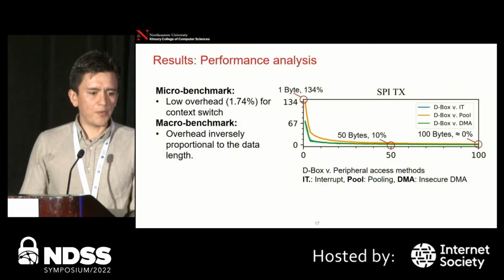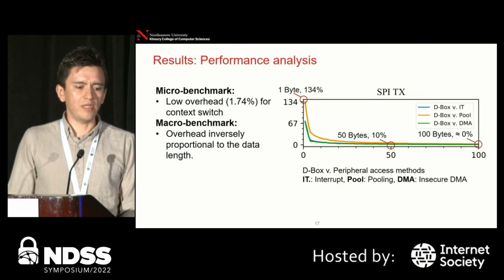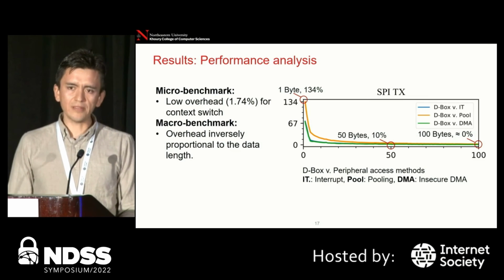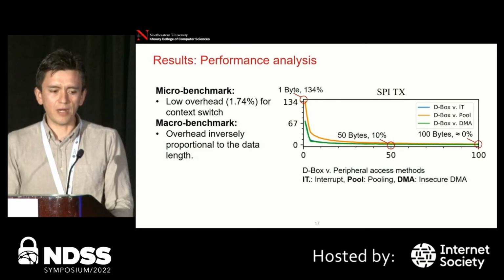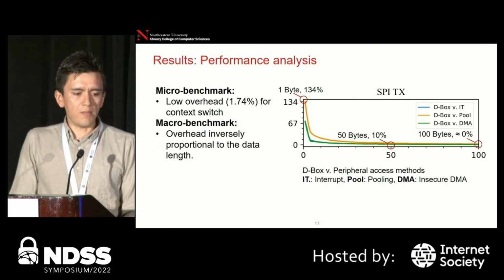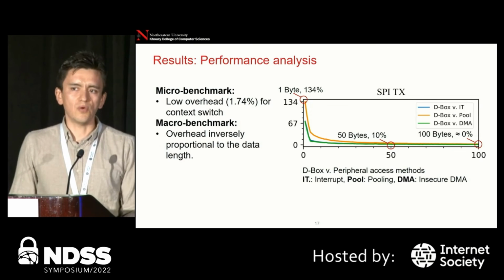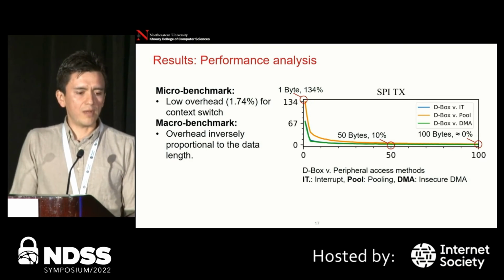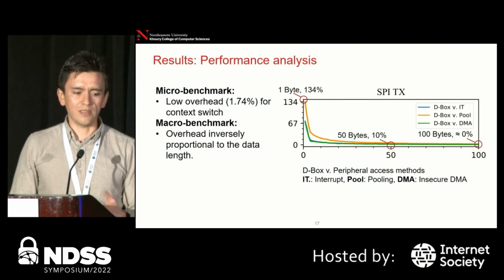In terms of performance, we analyze the impact of D-box on the kernel. We conducted a micro benchmark, and we have a very low overhead, around 1.74% for the context switch routine. We also perform macro benchmarks, where we perform read and write operations for peripherals. And here we have an overhead which is inversely proportional to the size of the data that is transmitted.